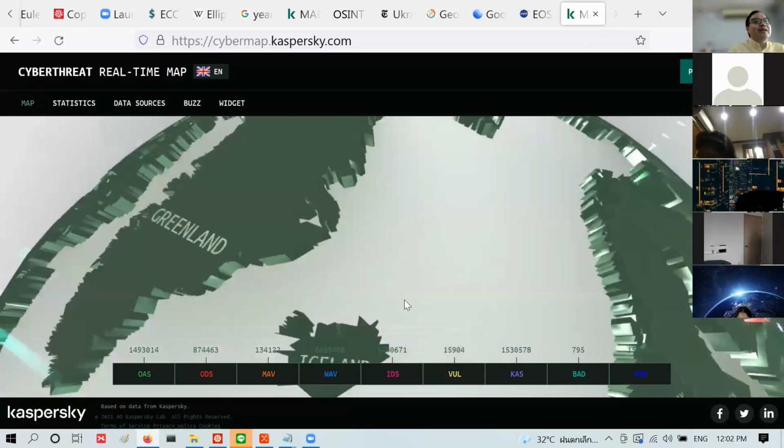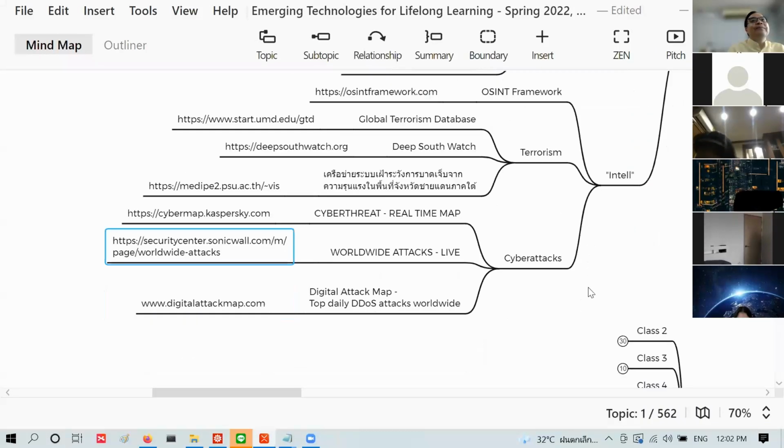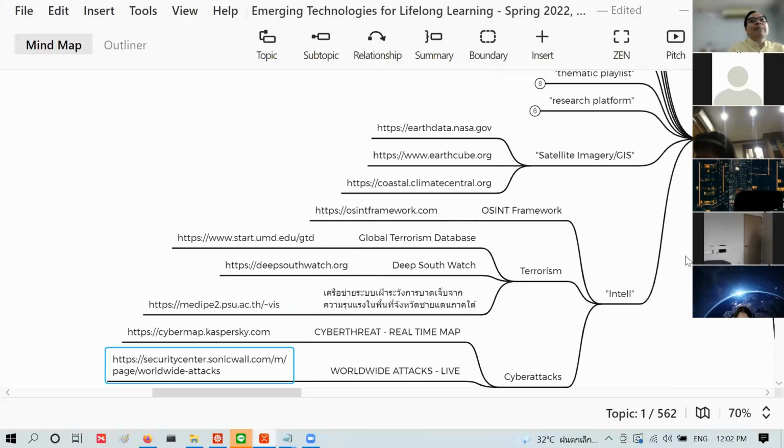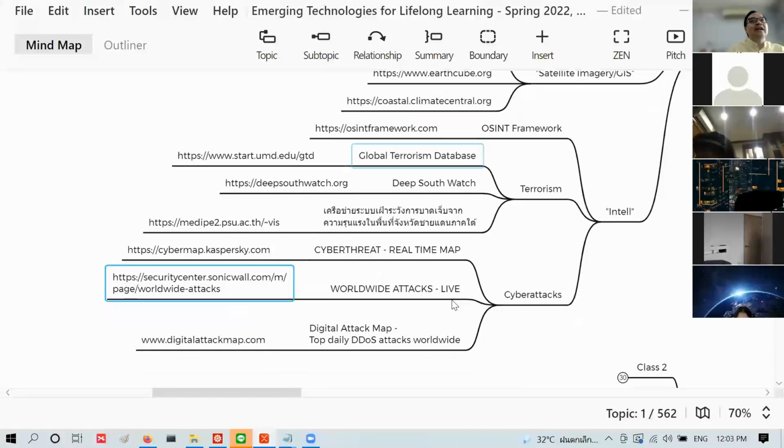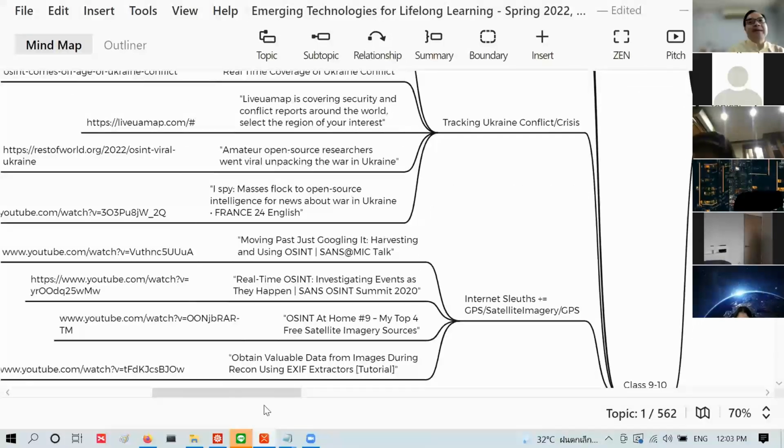So that's a cyber threat, right? This is also the same thing. I think these are all the same thing. So go through. I'm going to keep expanding the map. The mind map expanded like this.